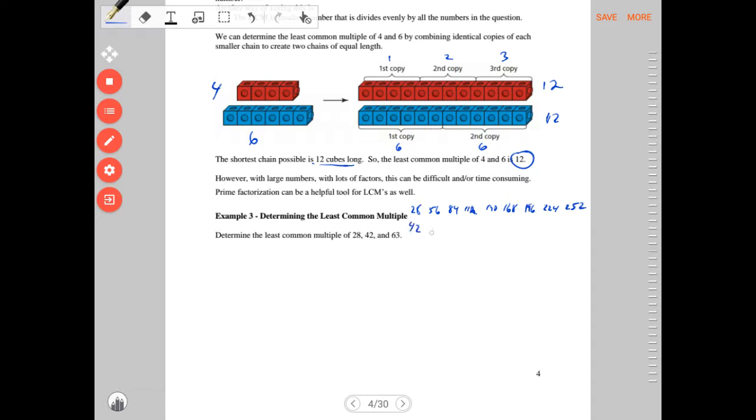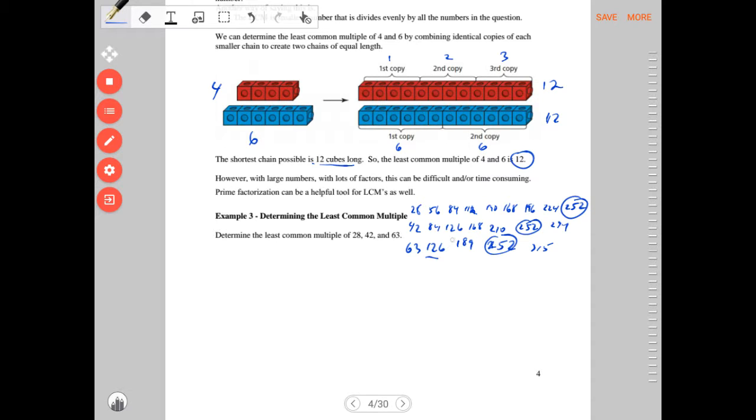Then we go 42. Well, I know it's high enough, but you wouldn't know that if you were doing it this way. So I just go for a while and see: 168, 210, 252, and 294. And then lastly we get 63, 126, 189, 252. Oh, wait, look at that. 315.